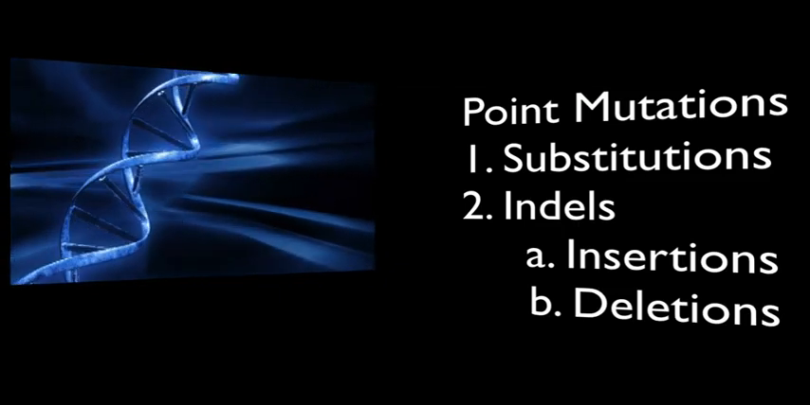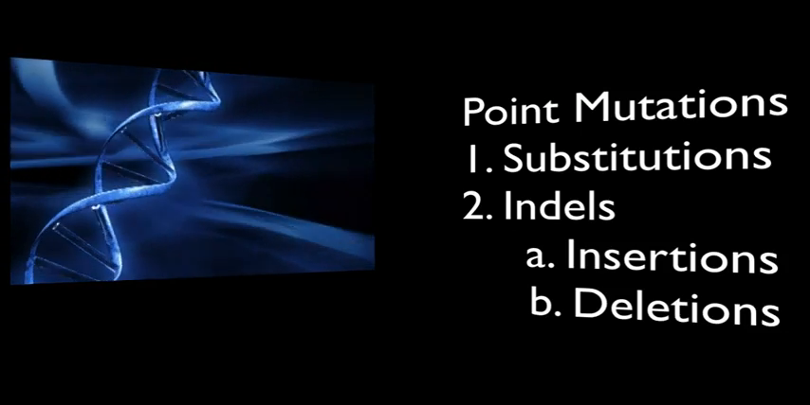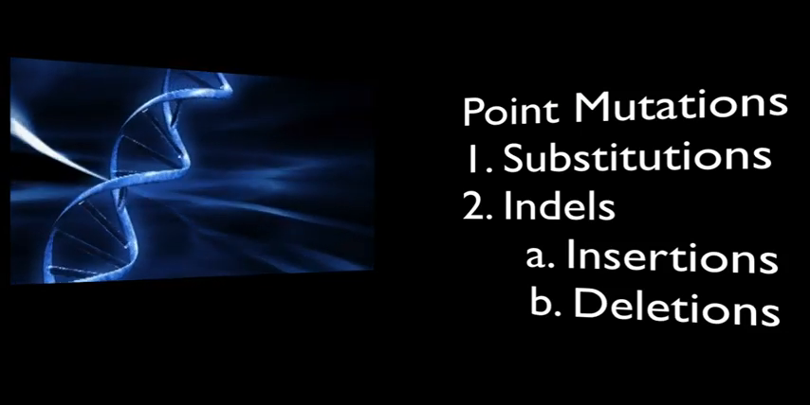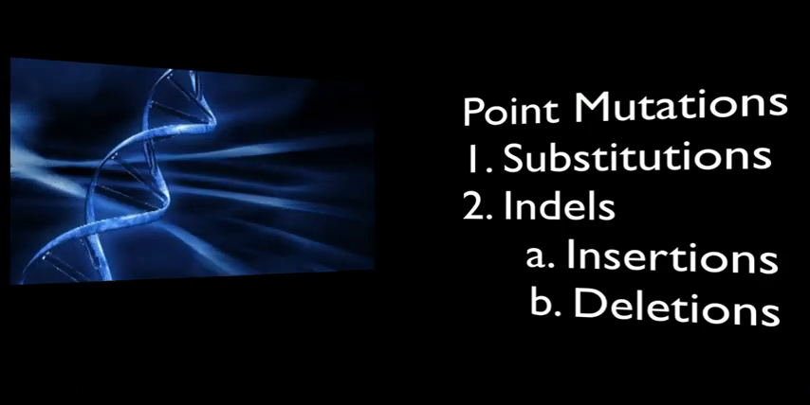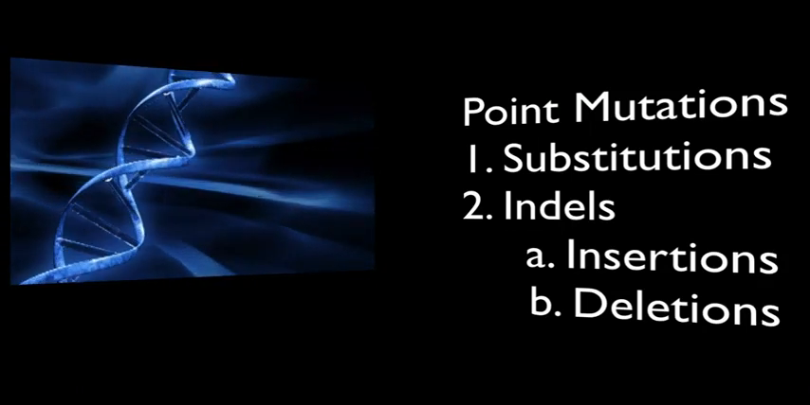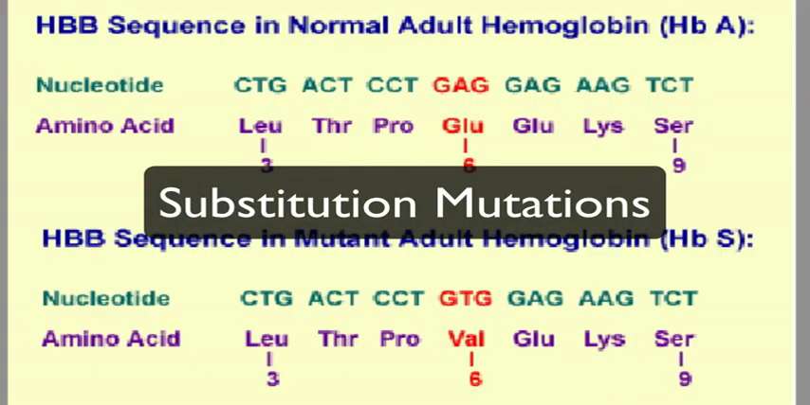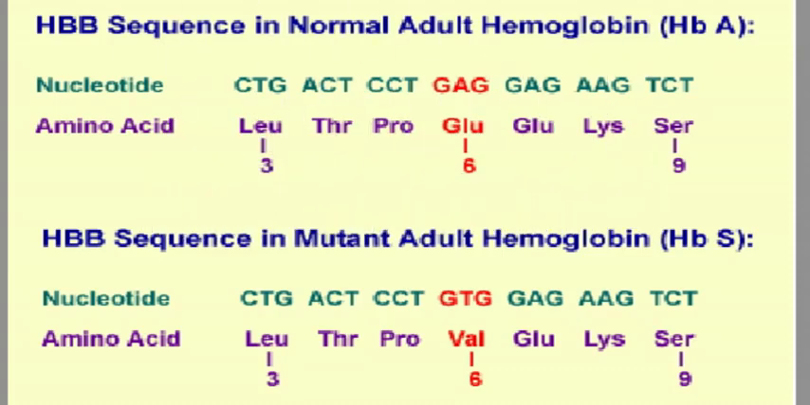When we talk about point mutations, we're talking about two basic classes of mutations. The first of which is substitutions, and the second of which is indels, which are composed of insertion and deletion mutations, respectively. The first type of point mutation that we're going to take a look at is the substitution mutation. Substitution mutations occur when a single base pair in the DNA has been substituted for by another base pair.